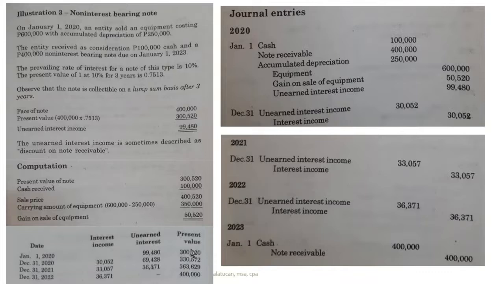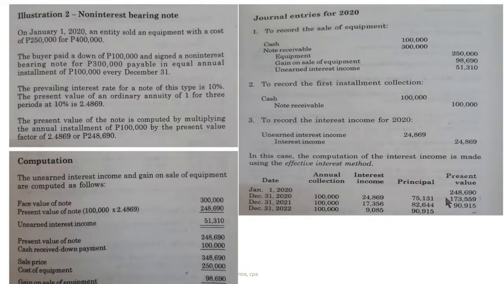So, the total is 400,000. Next, how to get the interest income? Same with the previous problem, right? 248,690 times 10%, you will get the interest income. It is the same as this one.